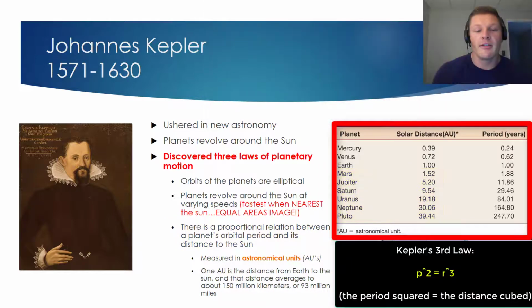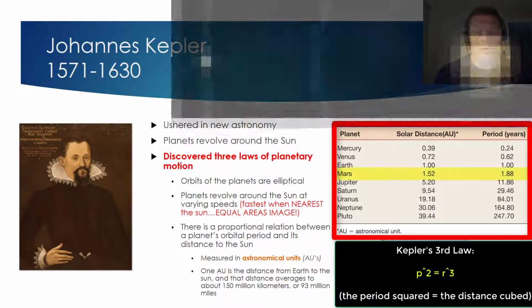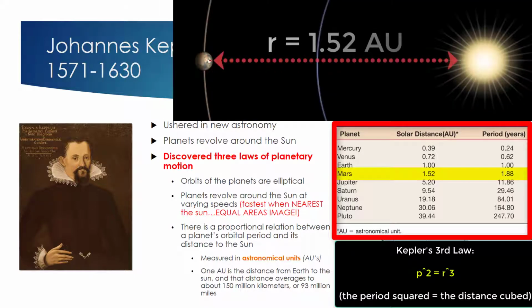Shown on the screen is some planetary data that includes both orbital periods and distances from the Sun. Kepler's third law states that the orbital period for a planet squared will be equal to the mean solar distance of the planet cubed. So I'd like to briefly verify Kepler's third law to you by referencing an example. Let's consider Mars, which has a solar distance of 1.52 astronomical units.